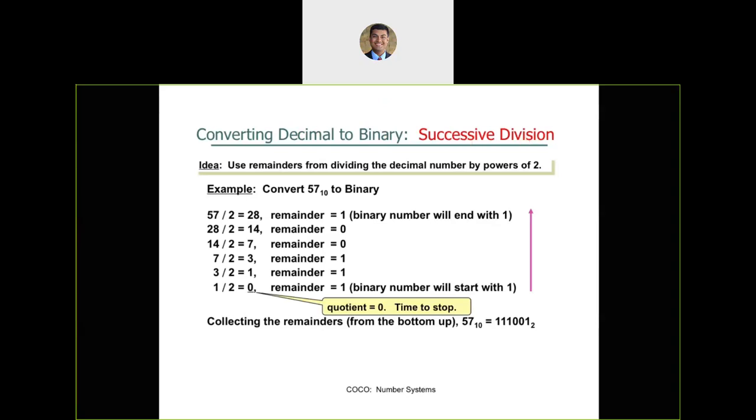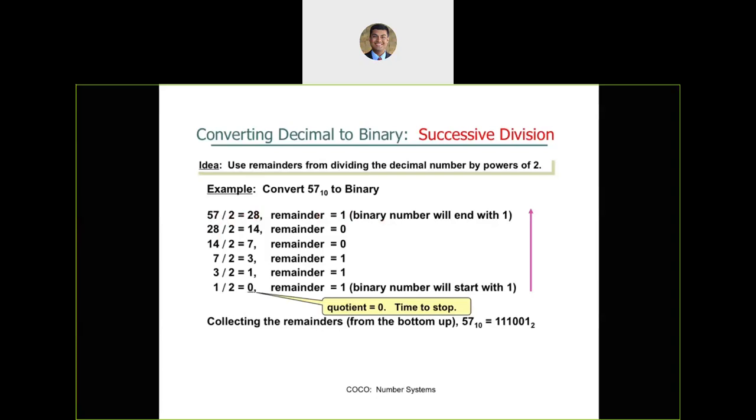All you have to do is keep dividing the number in decimal by 2, and record the remainders. So 57 divided by 2, you get 28, remainder of 1. And you know that when I am dividing by 2, your remainder can only be 0 or 1, so it will belong to the binary number system.